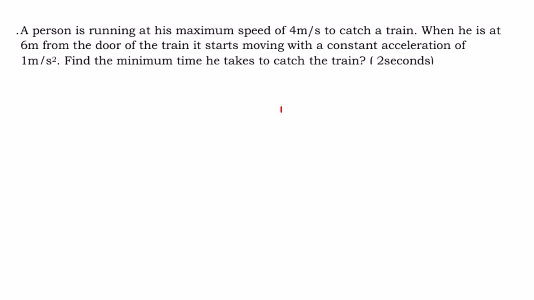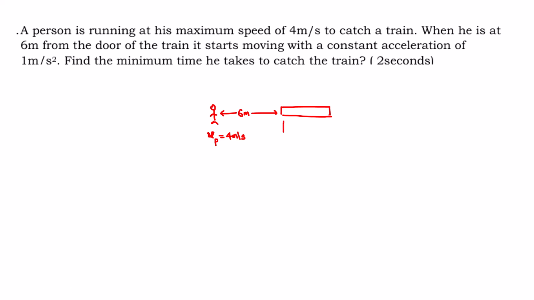So basically we have a train here. A person is running with the maximum speed of 4 meter per second to catch the train. So the velocity of the person is equal to 4 meter per second, correct? So when he is 6 meter away from the train, the train starts moving, correct? Train starts moving.